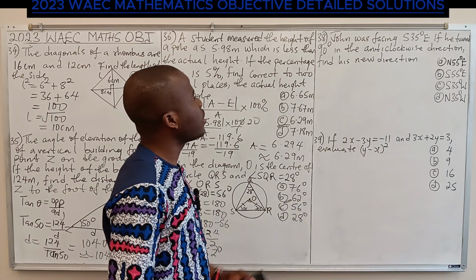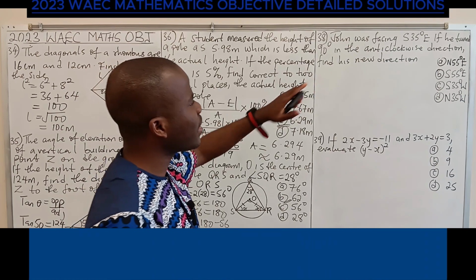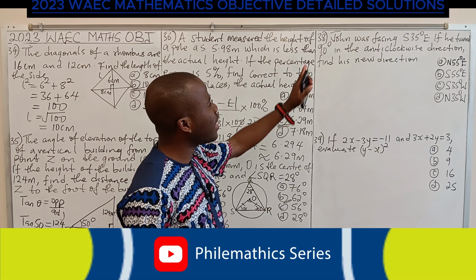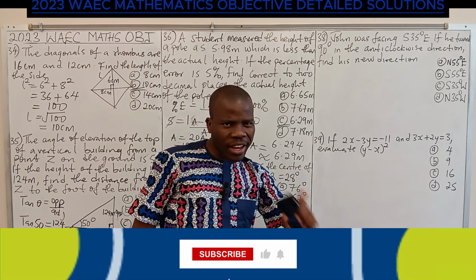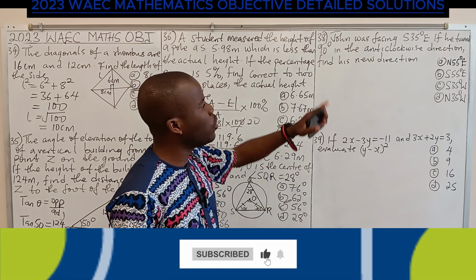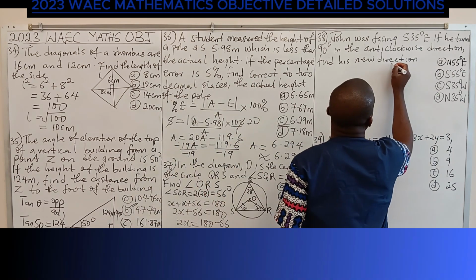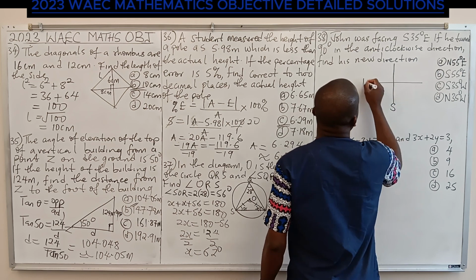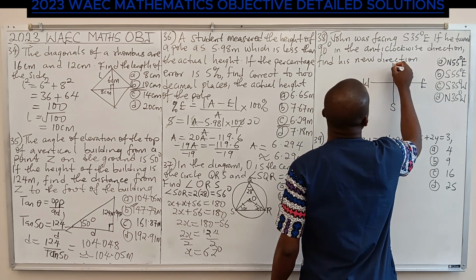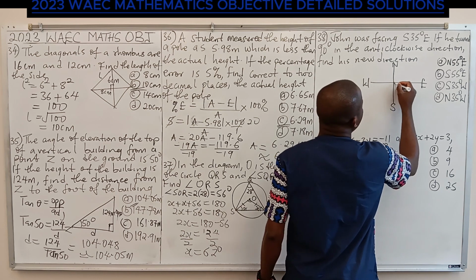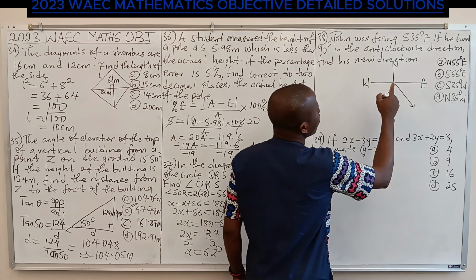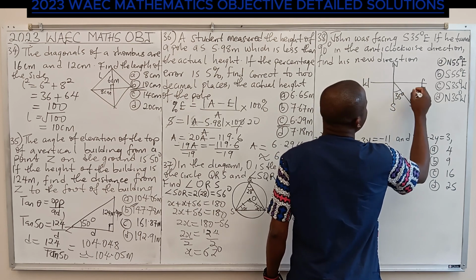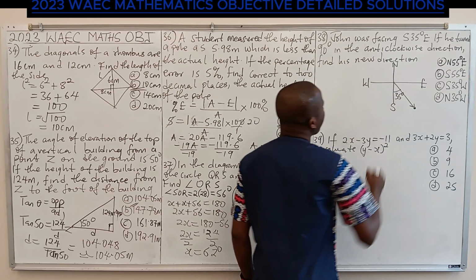Question 38 says, John was facing south 35 east. If he turned 90 in the anti-clockwise direction, find his new direction. So this is south, this is west, this is east, this is north. So John was facing south 35 east. So this is where John is facing.